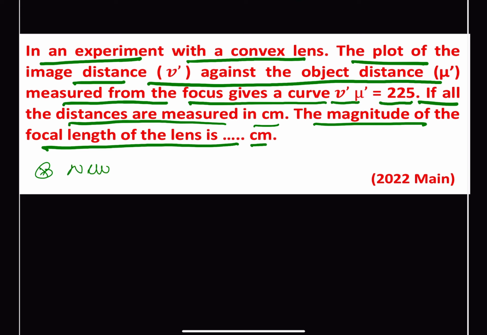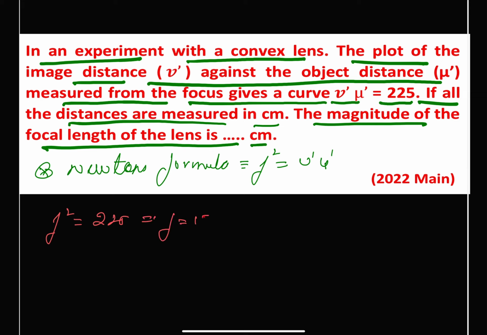So we have Newton's formula, which gives us f square will be equal to v prime and u prime. So we substitute the value, we get f square is equal to 225, so the focal length will be equal to 15 centimeters. So the correct option is, sorry, the answer is 15, no option is there. Next question.